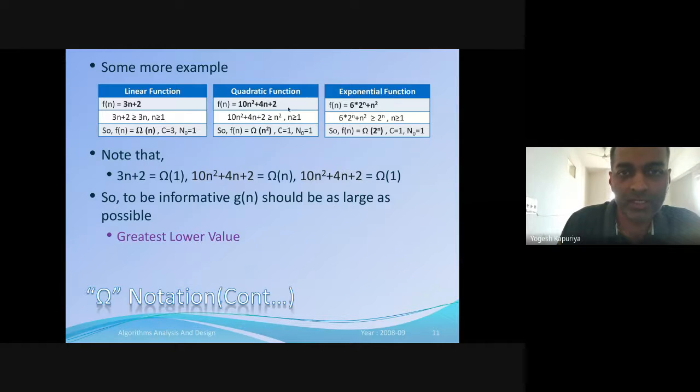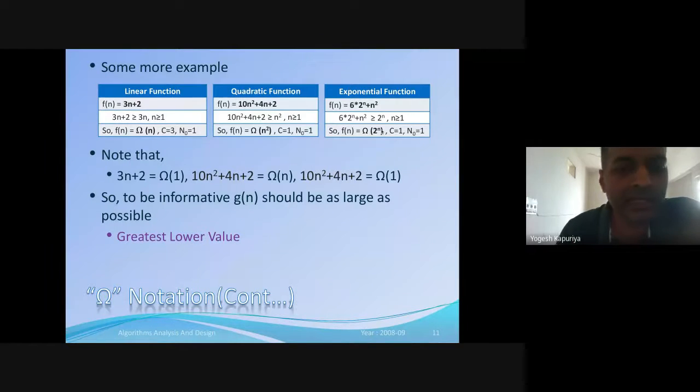You simply ignore this 4n plus 2. Even you ignore the coefficient of n square as well. So it's 10. So again you say this is big omega n square. Here also 6 into 2 raised to n plus n square. So you will simply ignore this n square component. You will also ignore the coefficient. What you will get is 2 raised to n, and this is true for any value of n greater than or equal to 1. So that's why we say this.